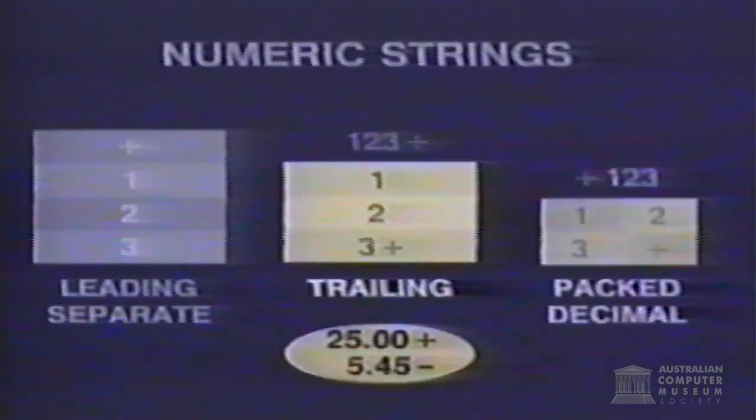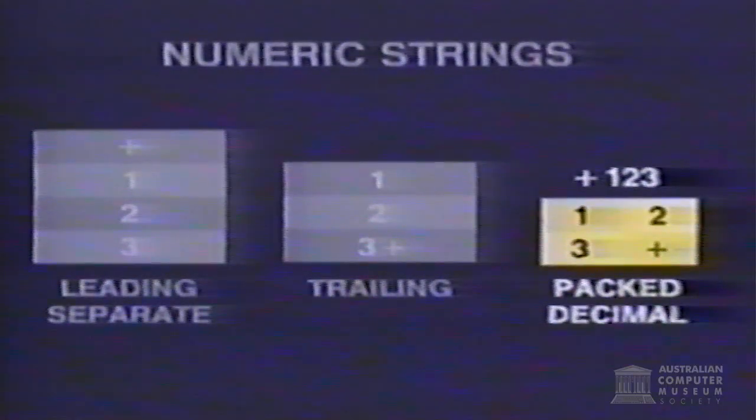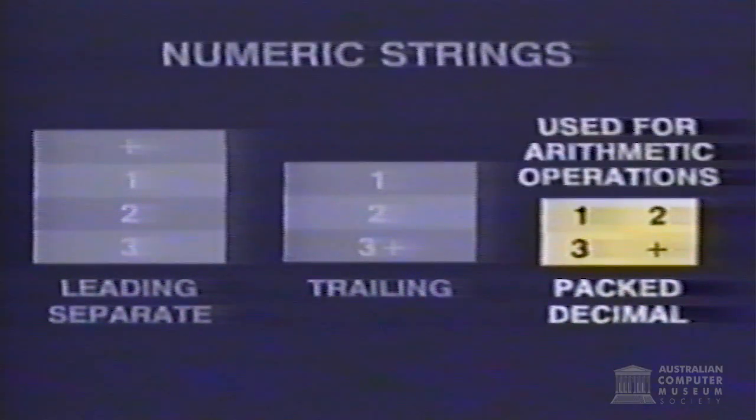A third numeric string, packed decimal, packs numeric values and the sign into even fewer bytes. Each byte holds 2 digits rather than a single digit. Notice that the last byte in the string contains a digit and the sign. Of the 3 numeric strings, packed decimal is the only string that can be used for arithmetic operations.